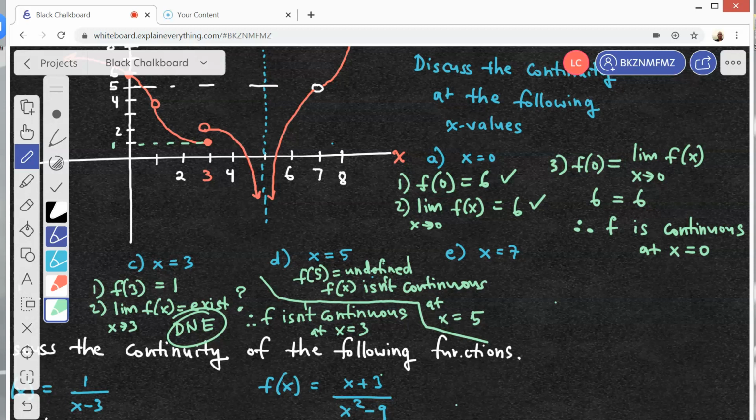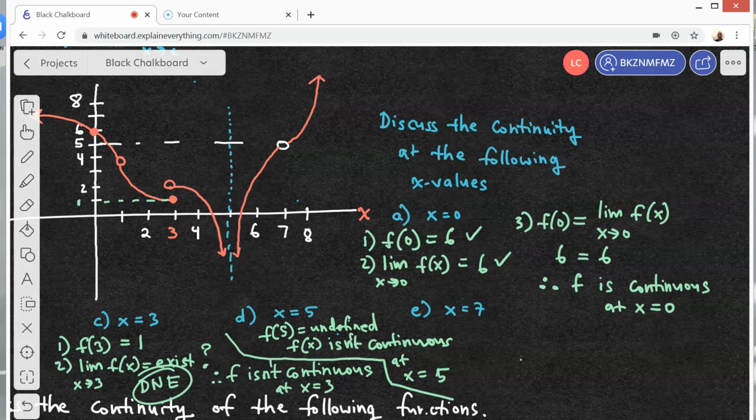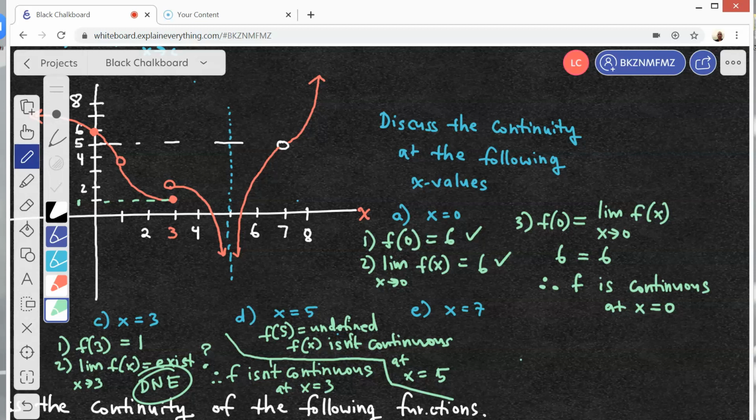Alright, last example, letter E. Let's look at x equals 7. Move the graph down just a little bit. In this particular graph at x equals 7, if you're looking at your 3 conditions for continuity, the first condition is: is the function defined at 7? What is f of 7? And the question is, we don't know. It's undefined. There's an empty circle. And since the function is undefined at x equals 7, we can say the function is discontinuous.